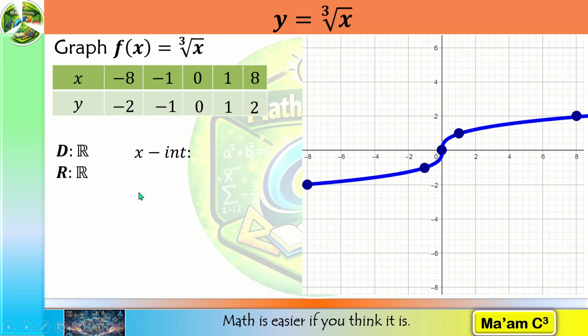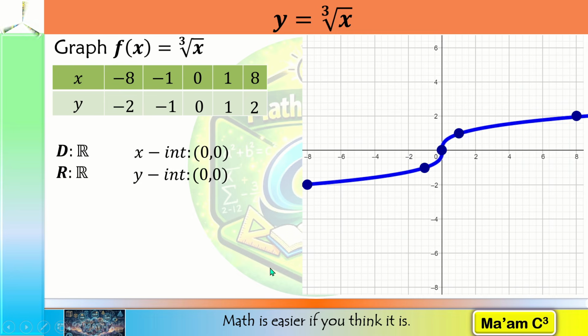Now, what is the x-intercept? Our graph crosses the x-axis at the origin, 0, 0. How about the y-intercept? Also, the graph intersects the y-axis at the origin, so the point is 0, 0.